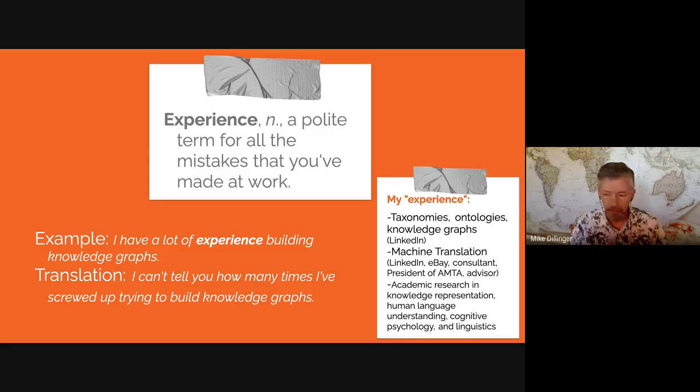My experience has a lot to do with taxonomies and ontologies at LinkedIn. So I've been designing and implementing taxonomies for a range of entities at LinkedIn. That includes products, as we've been talking about already, and taxonomy of companies into industry groups. We've worked on job titles, professional skills. It's really very varied. Before that, I worked on machine translation for quite a while. I led the deployment of the first machine translation system at eBay, which is why I recognize some of the problems that Joe was talking about. And I did some academic research before in knowledge representation and human language understanding.